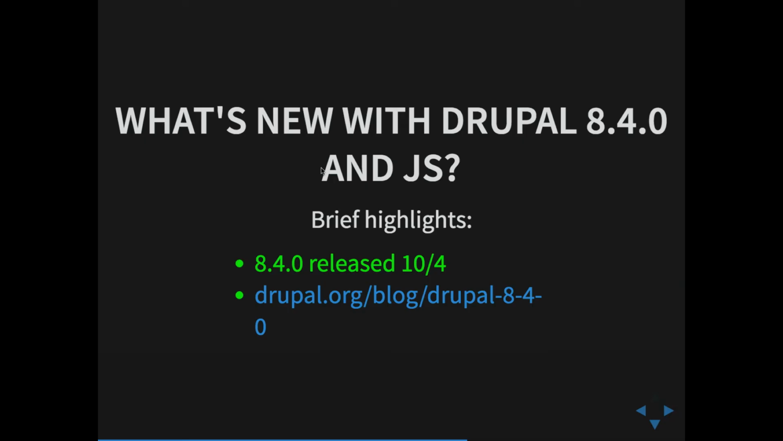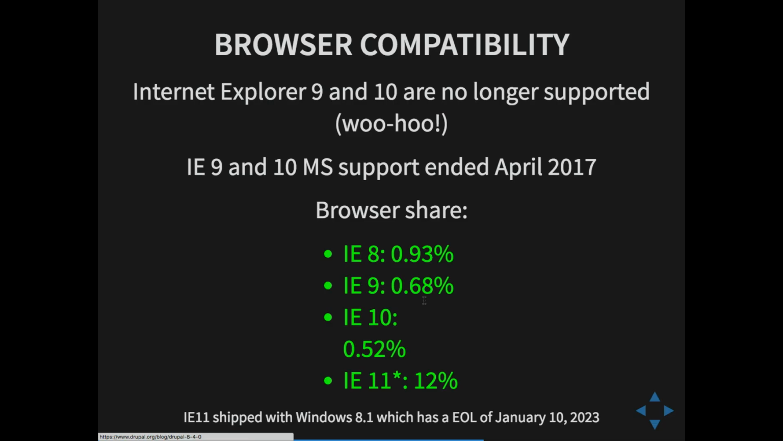So, what's new with 8.4? It came out on 10.4, and there's a nice little blog about it, the release notes. We got rid of IE 9 and 10 support, which is pretty sweet. Now you have a good reason to tell your clients you can't support them. But it's only maybe 1.5% of the browsers between the two. I'd love to get rid of IE 11, but it's still around with 12%.